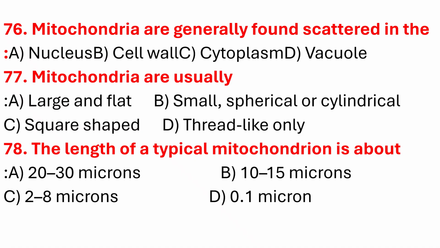Mitochondria are generally found scattered in the nucleus, cell wall, cytoplasm, vacuole. Cytoplasm. Mitochondria are usually large and flat, small, spherical or cylindrical, square shaped, thread like only. Small, spherical or cylindrical. The length of a typical mitochondrion is about 20 to 30 microns, 10 to 15 microns, 2 to 8 microns, 0.1 microns. 2 to 8 microns.